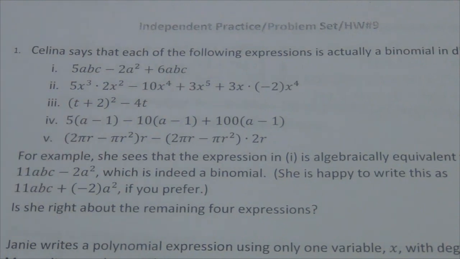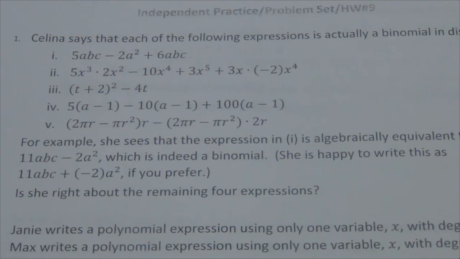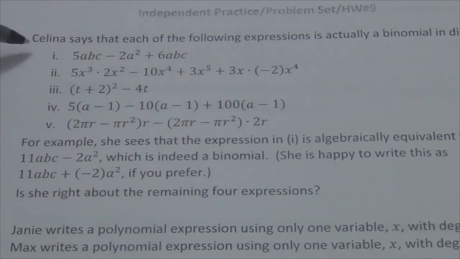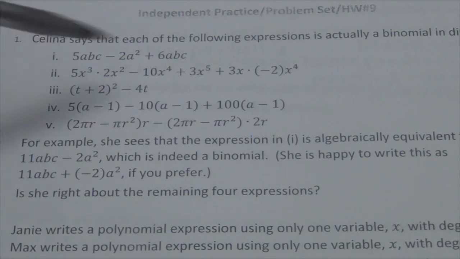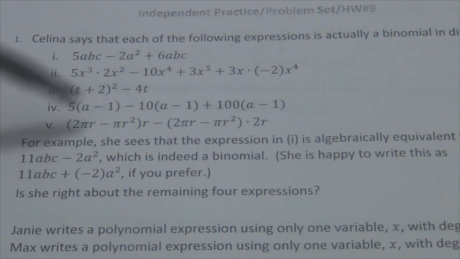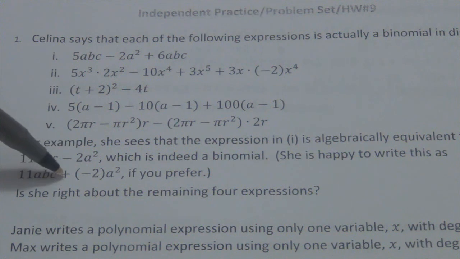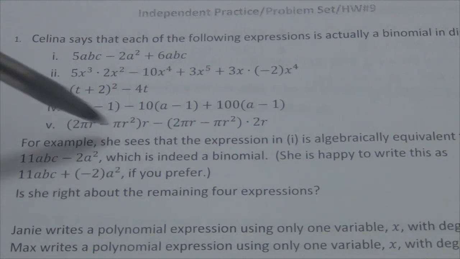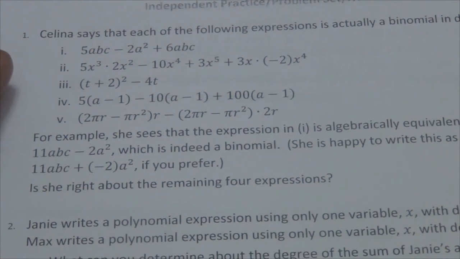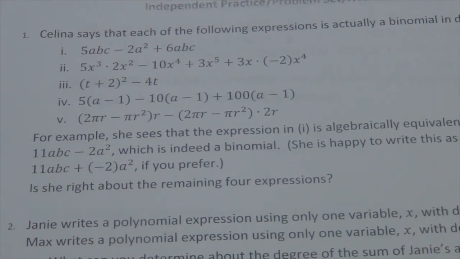For example, she sees that the expression in the first one is algebraically equivalent to 11abc. Oh, okay. She's happy to write this as 11abc plus negative 2a squared if you prefer. Is she right about the remaining 4 expressions? Well, let's see. So how was she able to express it?